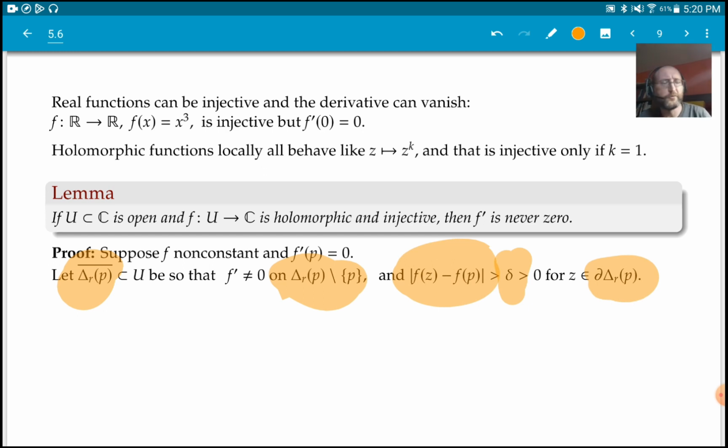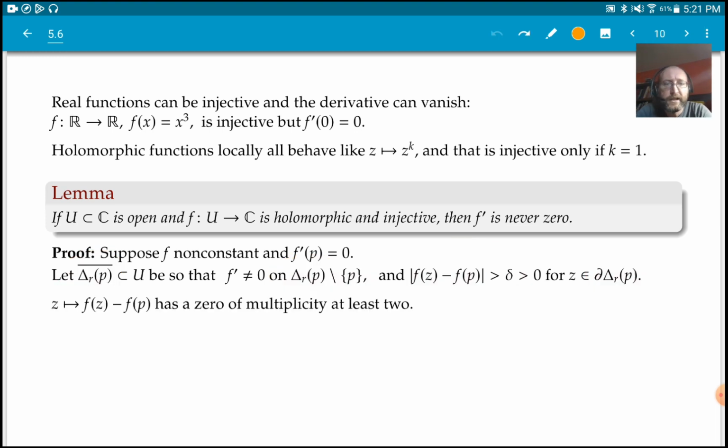Right, for a small enough disk, that's always true, right? That we can do that, because f of z minus f of p, as a function of z, also has isolated zeros. So there's always some delta like this, some disk and then some delta.